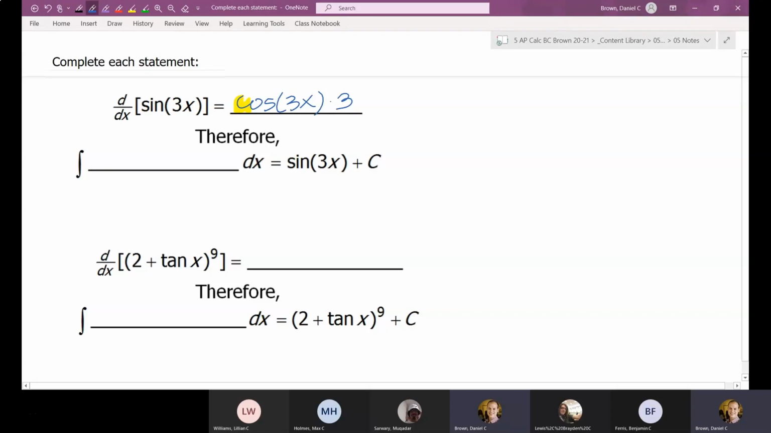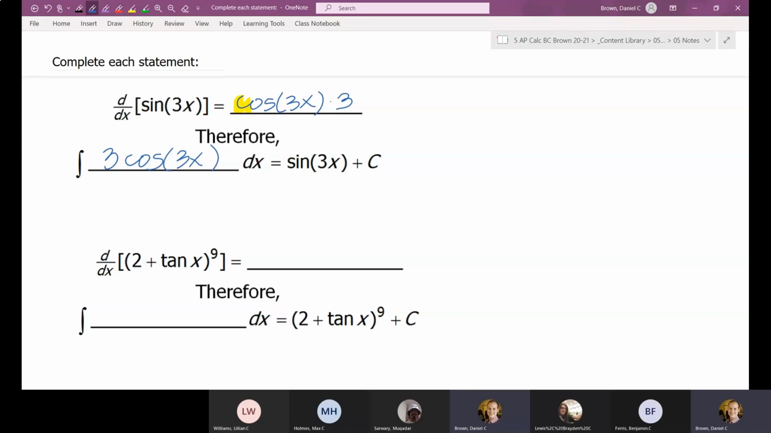Well, the problem is not going to be usually written with that 3 written in the back. That's how we wrote it when we did the chain rule. The integration problem might be written as 3 times the cosine of 3x. And we'd have to kind of just mentally know where that 3 came from. It came from the chain rule when we did the derivative. So when I integrate 3 cosine of 3x, that is going to give you sine of 3x plus c.